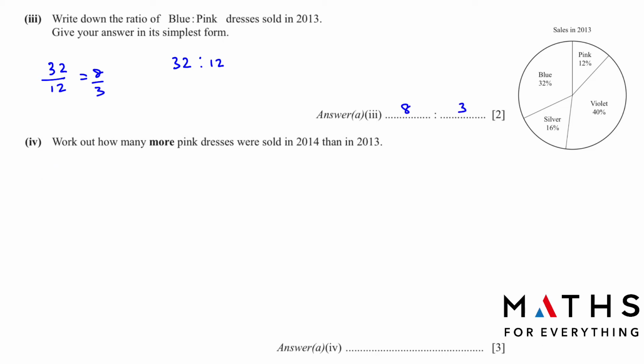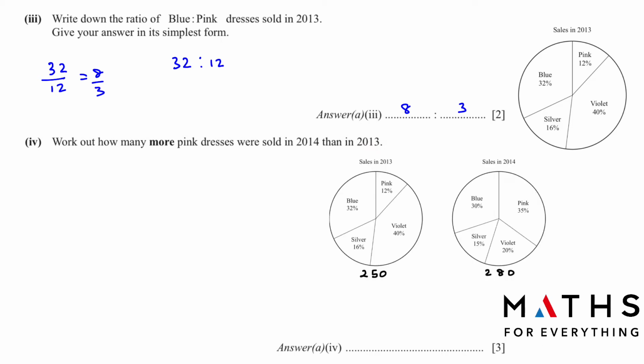Then the next part, work out how many more pink dresses were sold in 2014 than in 2013. In 2013, total number of dresses sold were 250. So 12% of 250. These were the number of dresses sold in 2013. That is going to give us 30.